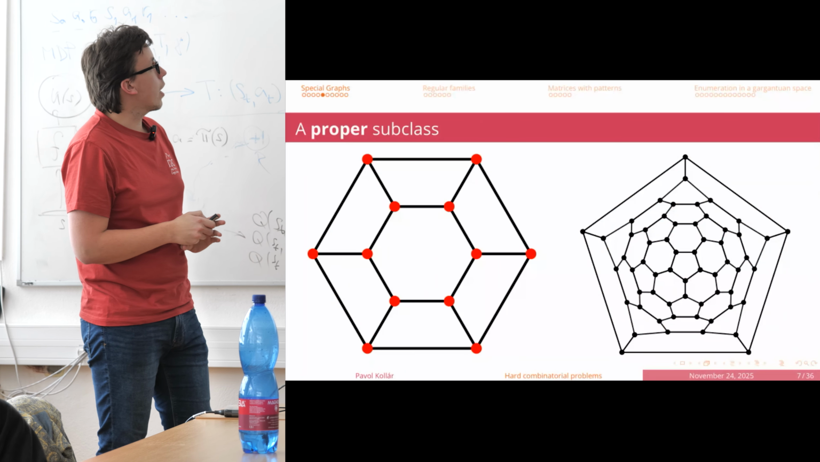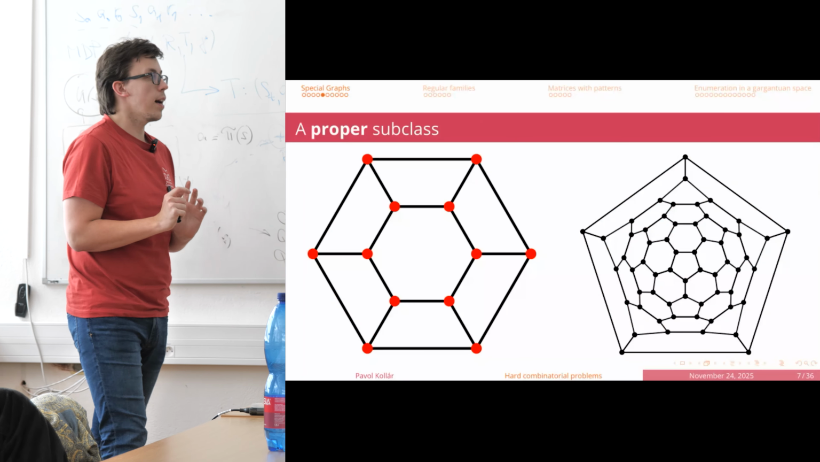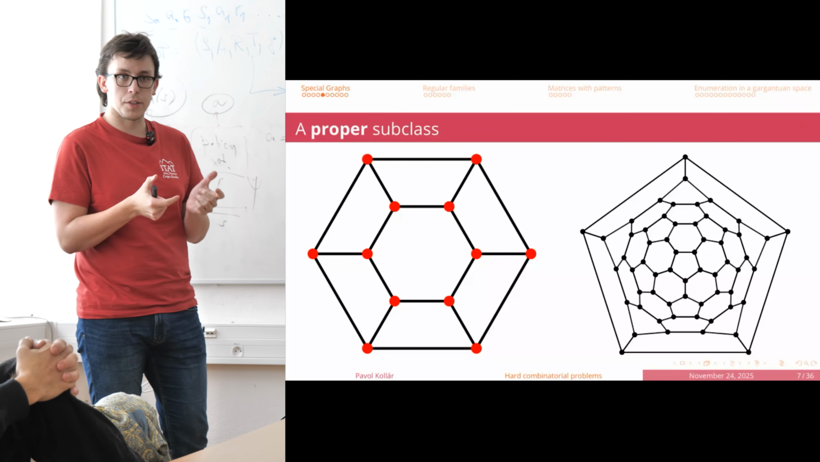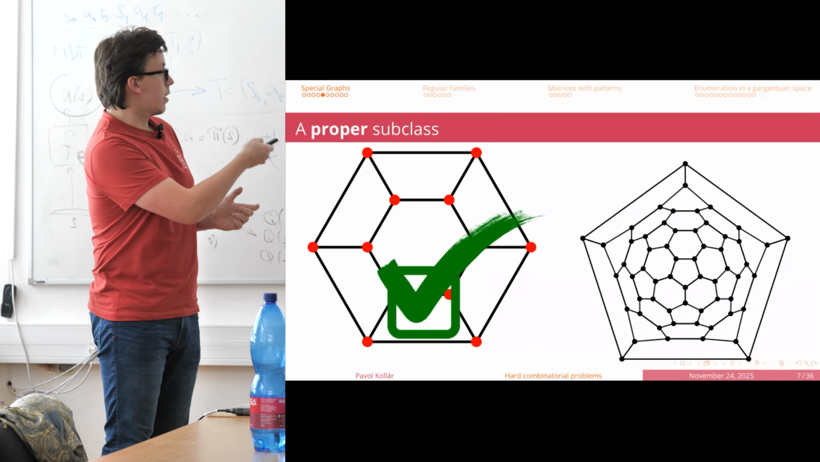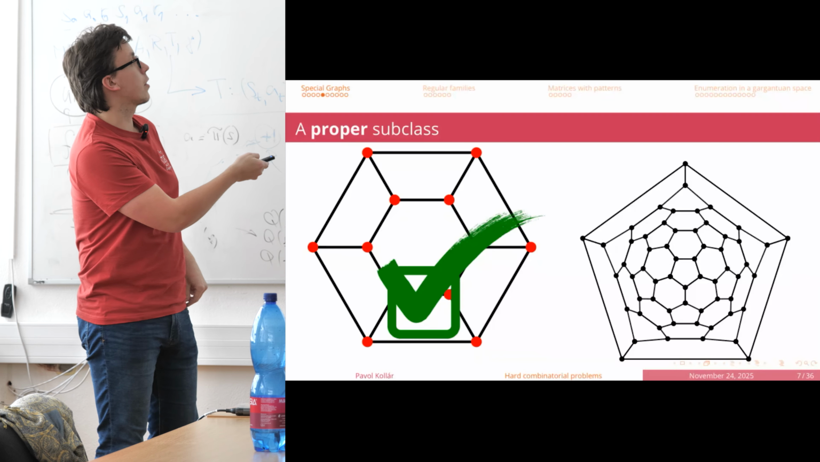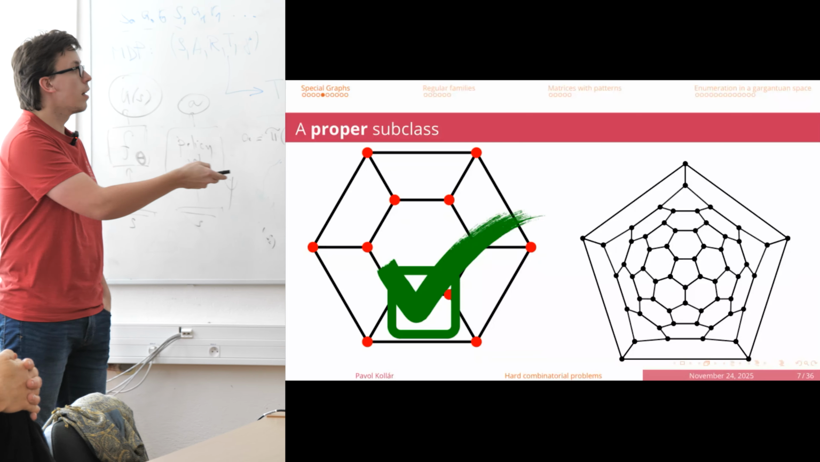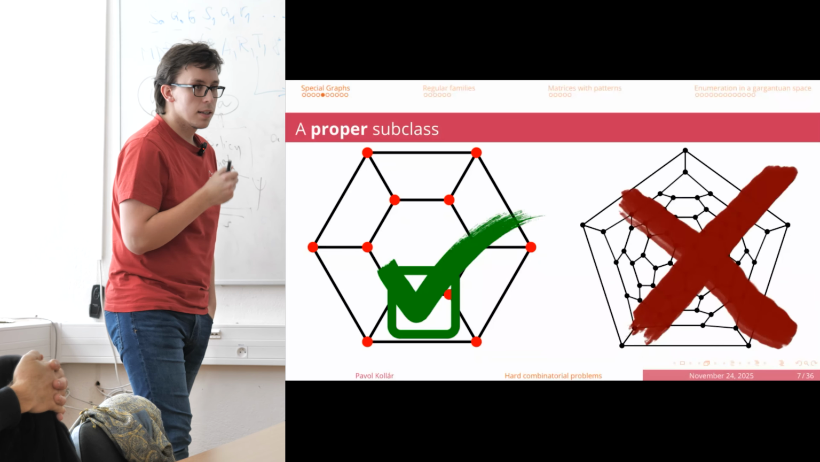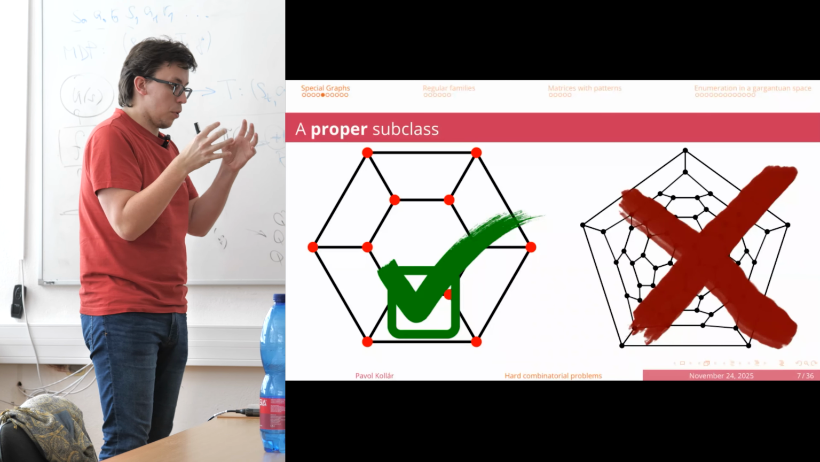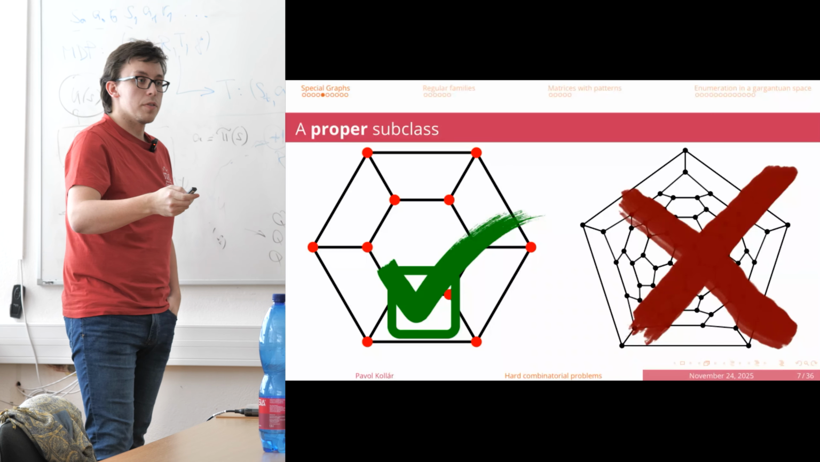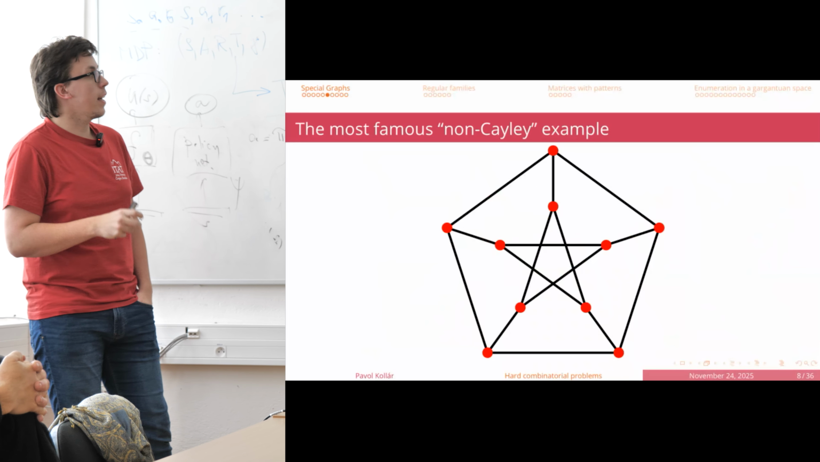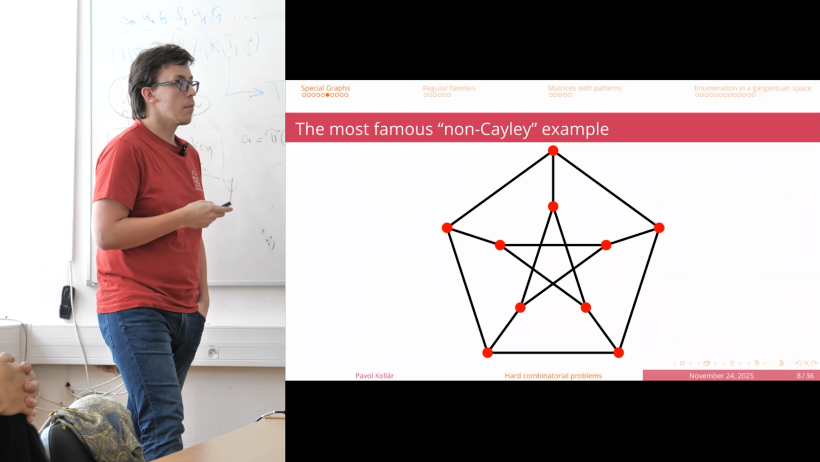And these Cayley graphs are actually a proper subclass, i.e. all Cayley graphs are vertex transitive. That's an easy exercise. And this is actually a Cayley graph and also a vertex transitive graph, but this one is not. So it's actually a proper subclass. And the most famous example of this being not Cayley is this guy, the Petersen graph.